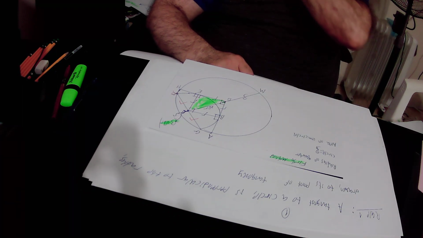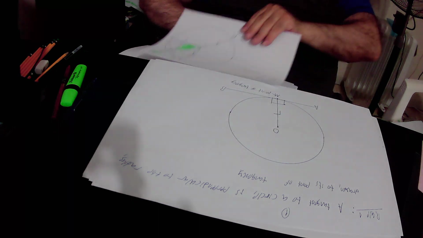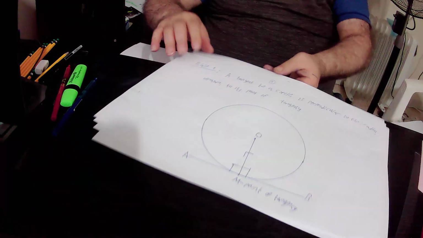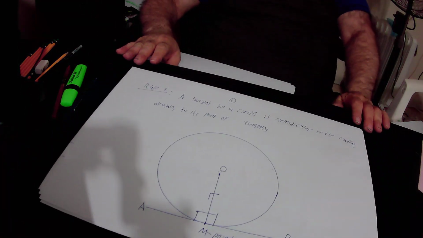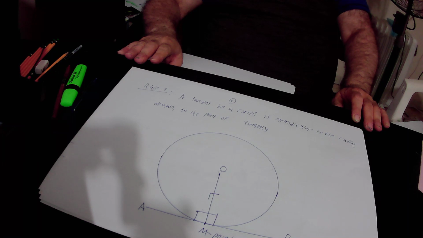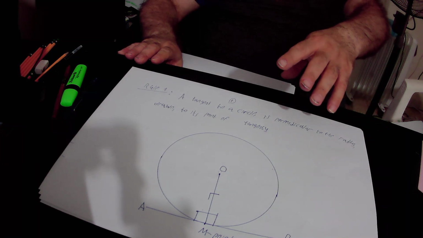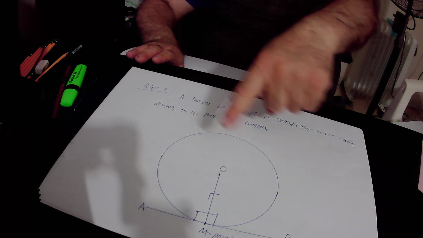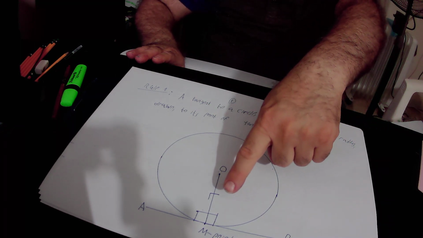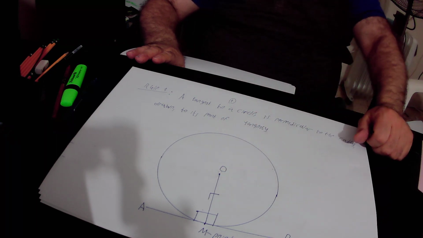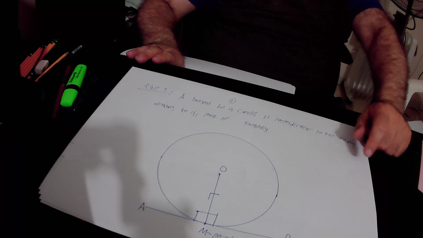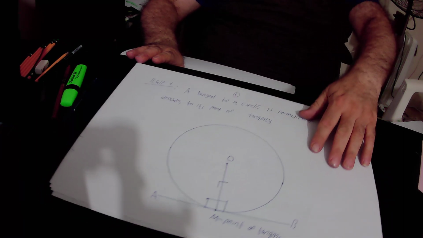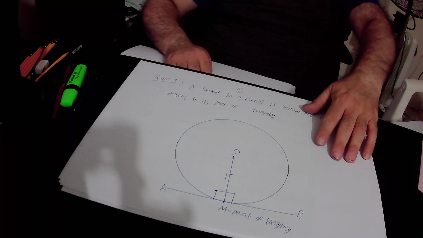So here I presented to you rule number 1. According to rule number 1, a tangent to a circle is perpendicular to the radius drawn to its point of tangency. What is the meaning of rule number 1? The meaning of rule number 1 is that if you have this circle and tangent AB to this circle is tangent at point M, then M is the point of tangency.